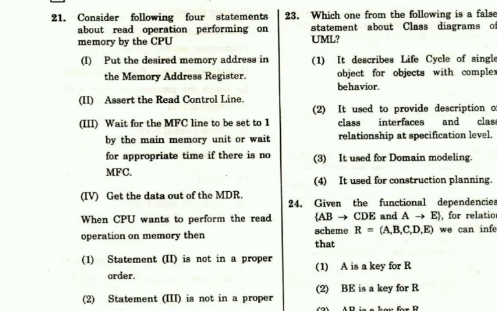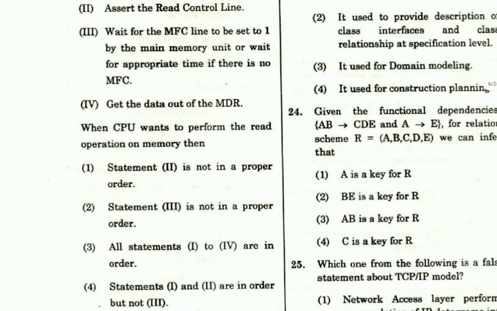Next, 23rd one. Which one from the following is a false statement about class diagrams of UML? So from the given statements, the option 1 is the correct answer. A class diagram in UML shows the static structure of a system including classes, attributes and its relationships. It does not describe an object's life cycle, which is done by the state diagram. So therefore, the option 1 is false. So that is the correct answer. Option 1 is false.